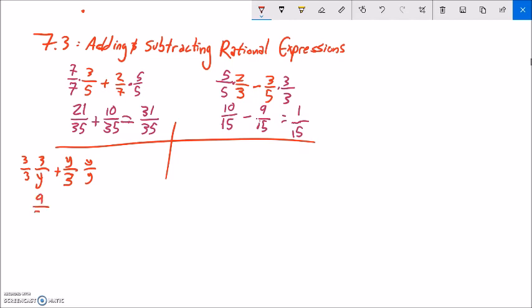So this is going to be 9 over 3y plus y times y is y squared, y squared over 3y. And as I go to add those together, y squared plus 9, well, that's just y squared plus 9. Kind of nice to be able to be lazy about that. Over 3y, and I'm done. I can't reduce anything from here because in order to cancel this out, I would have to have a whole y squared plus 9 to cancel it out with. I can't do like the 3 into the 9.